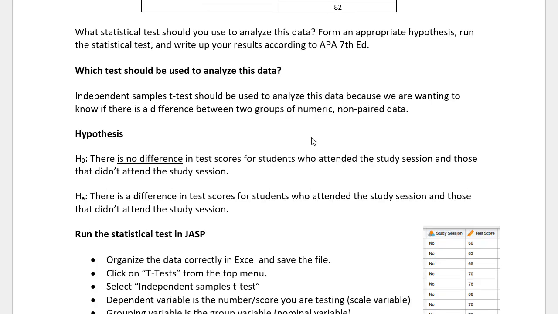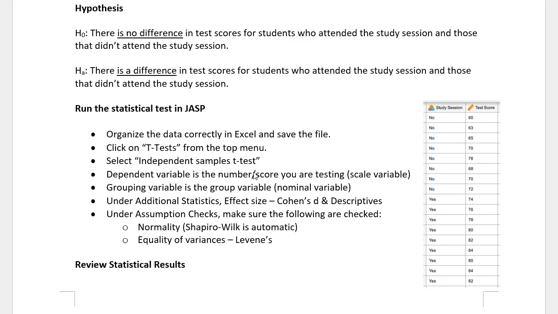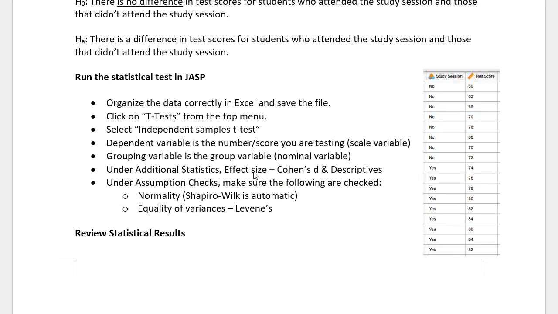Our hypothesis is going to be there is no difference in test scores for students who attend the study session. That's our null. An alternative is that there is a difference in test scores. We're then going to run the test. Now, I will say, similar to the chi-square, it's not as easy as the correlation. We can't just quite as easily copy and paste. So we can do some copying and pasting, but it's not quite as easy.